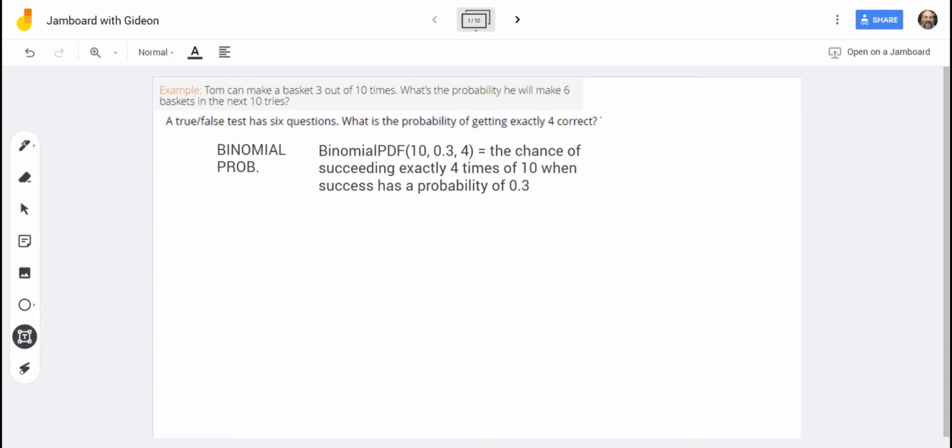So this other problem, a true-false test, 6 questions. What's the probability of getting exactly 4 correct? Oh, right? It's pretty simple. It has to be binomial PDF. Well, we have 6 items. The chance of getting a true-false correct is 1/2, so we put in 0.5. By the way, you could put 1/2 the fraction in if you wanted to. The calculator can handle it. And 4 is the exact number that we want to compute. And we hit that on the calculator and boom, out comes the answer.